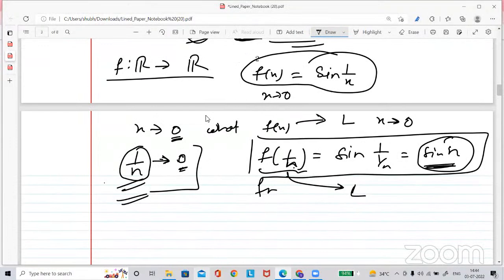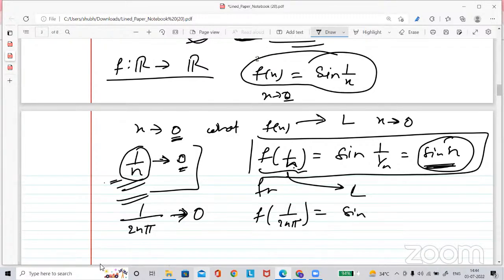So let's assume I have the sequence 1/(2nπ). What is the limit of this sequence? The limit is 0, as it is the same sequence multiplied by 1/(2π). So we have the sequence 1/(2nπ), and it approaches the limit point where we want to find the limit of the function. Let's substitute the corresponding sequence. What would it be here? Sin(2nπ).